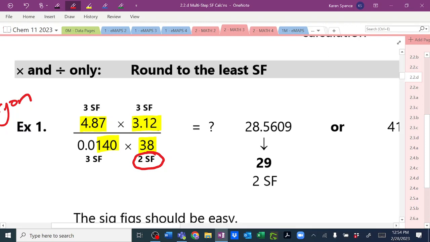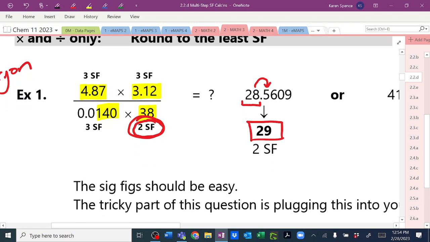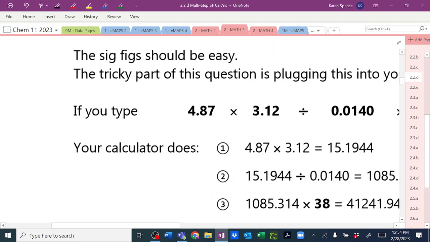When you plug that into your calculator, you get 28.5609, and you say, I can only have 2 sig figs because there were 2 sig figs as the smallest number. So I look to the right, and that would make it round up to 29. Anybody could have to do that question.